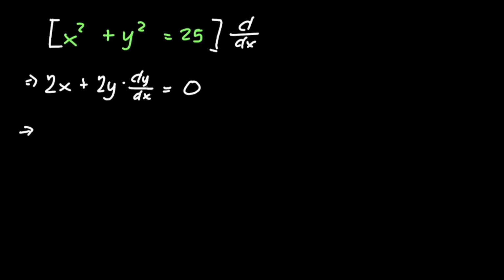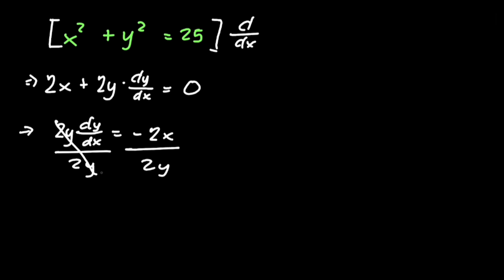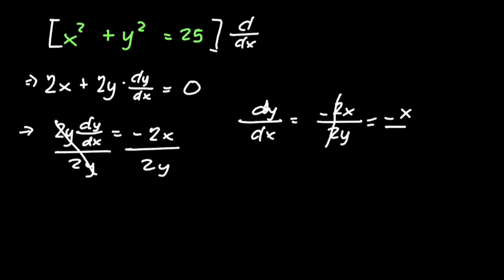Now, isolate dy over dx, so you will get 2y dy over dx is equal to negative 2x. Divide both sides by 2y. These two will cancel each other out, so dy over dx here would be negative 2x over 2y. You can cancel these two each other out, so the final answer will be negative x over y.